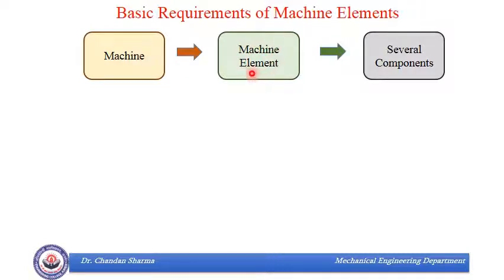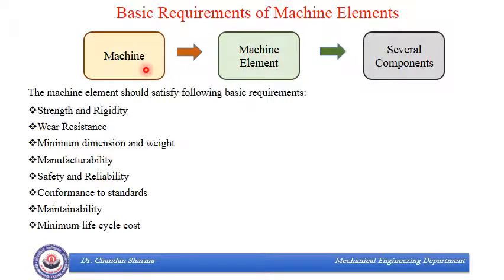Now in that machine element there will be several components. Like in a ball bearing, there will be balls, an inner race, an outer race, and a cage. So we can say a machine is composed of machine elements, and a machine element is made up of several components. So basically we will be designing these components so that we can assemble them and form the machine element, and different machine elements shall comprise a machine.